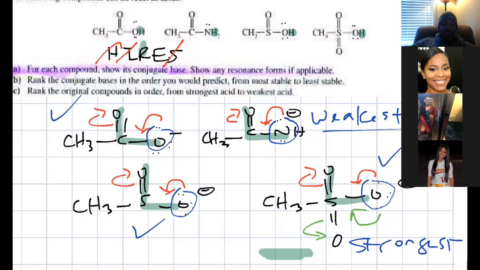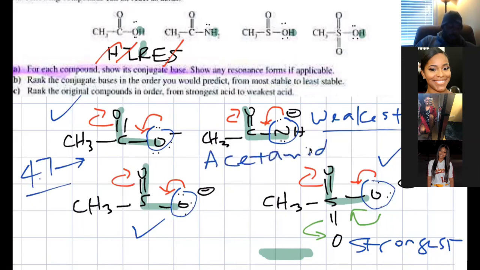Let me pull up something real quick, one of my other programs. So we know this is acetic acid. So we know the pKa of that is about 4.7. And then this we're gonna call acetamide. So let's see if somebody can pull up the pKa for acetamide.